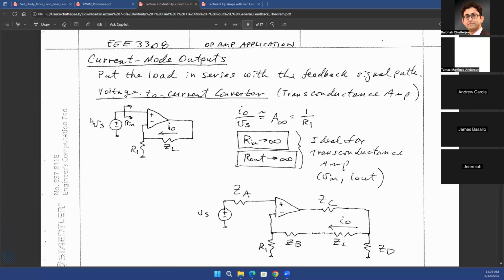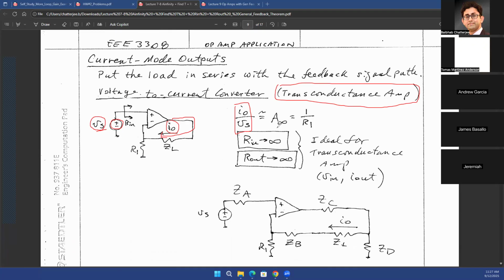All right. Now, if you had the opposite of this, let's say a transconductance amplifier. For a transconductance amplifier, you are providing an input voltage source, let's say at the non-inverting terminal, and you are interested in the current that is flowing from the output, right? So IO is your output and VS is your input. So you're interested in IO over VS, right? That is your A infinity. That's the transconductance gain when you have an ideal op-amp.